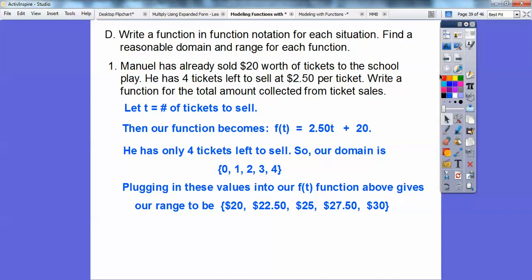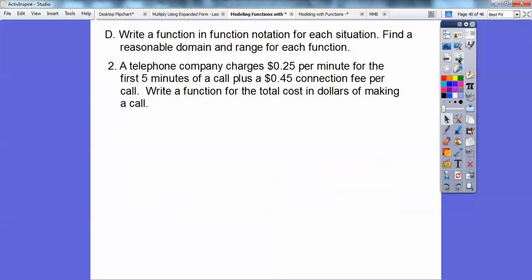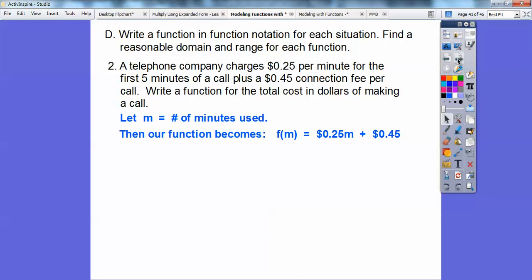A telephone company charges 25 cents per minute for the first 5 minutes of a call, plus a 45 cent connection fee per call. So this is constant. If you call, they're going to charge you 45 cents right off the bat. And then after each minute, they're going to tack on an additional 25 cents. So write a function for the total cost in dollars. See if I can make it through this one. We'll let M be the number of minutes used. So our function is f of M equals 0.25 times M plus 0.45. This 0.45 is your connection fee. The total cost totally depends on how many minutes you're on the telephone.